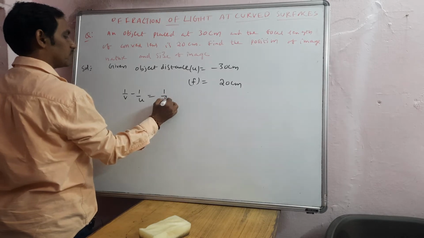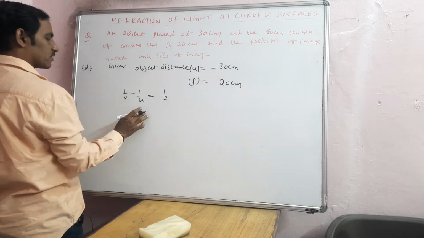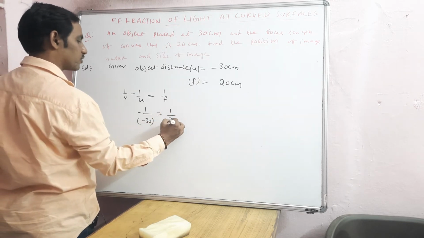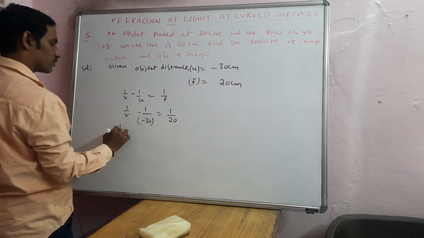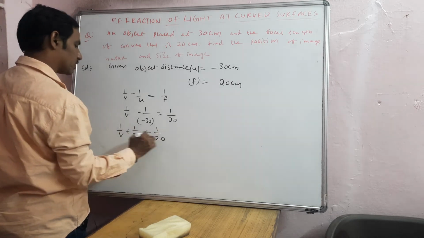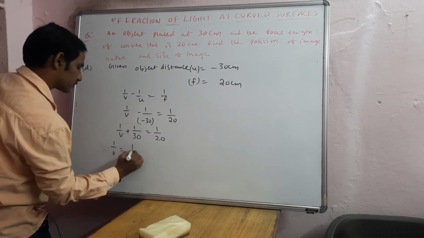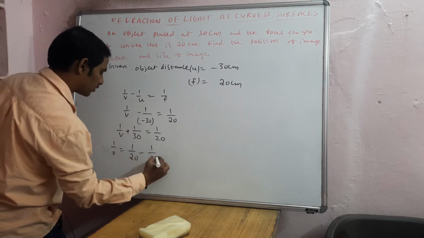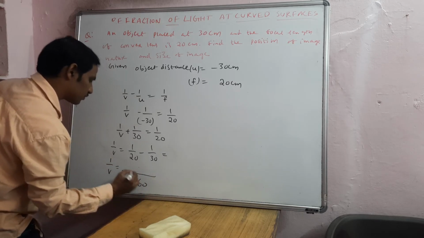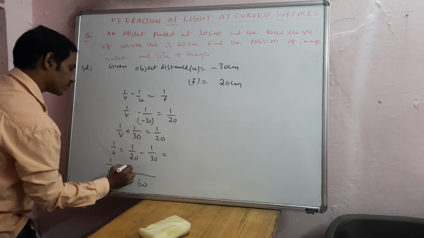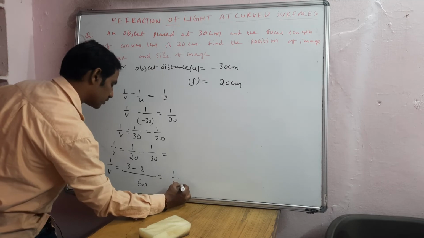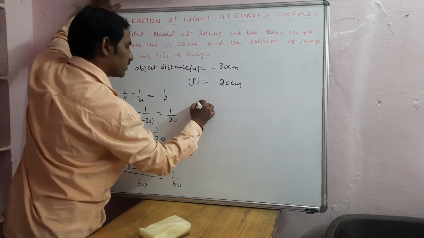Okay, and substitute the values. You will get 1 by V minus 1 by U, so minus of minus 30 becomes plus, 1 by 20. So minus of minus becomes plus. Now if you take 30 that side, you will get like this. Now you make common denominator. 1 by V means common denominator is 60, so 20 into 3 and 30 into 2. So you will get 1 by 60. Therefore V is 60.